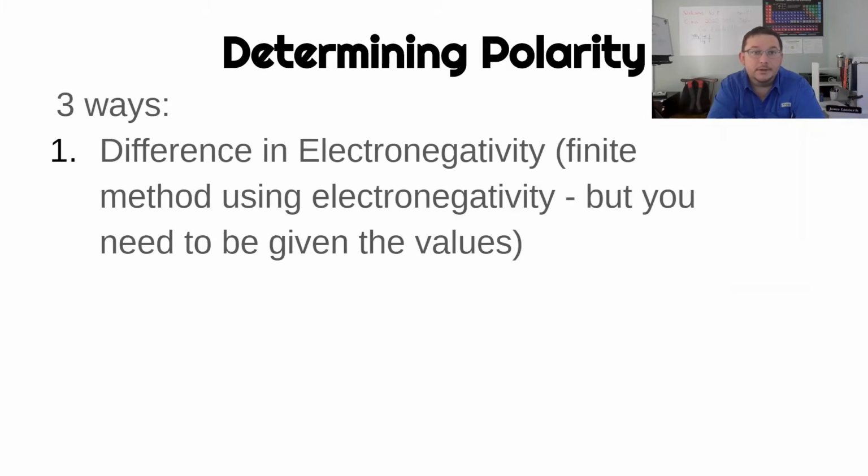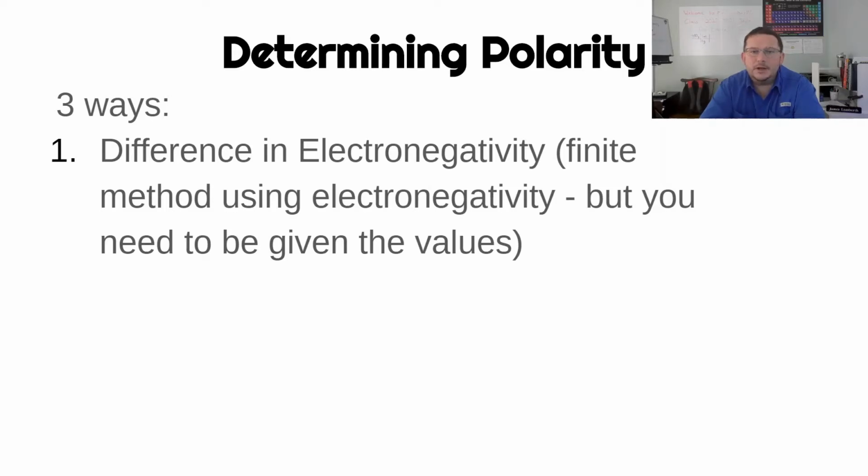All right, so how do we determine polarity? There's three ways. You can look at the difference in electronegativity. This is a very finite method, and in addition to that, you need to be given the electronegativity values, okay? They're not clearly given on any periodic table. You know the trend, but you need an actual value for these. So unless you're given that value, you're not going to be able to use this method. This is actually the method that we are not going to use.